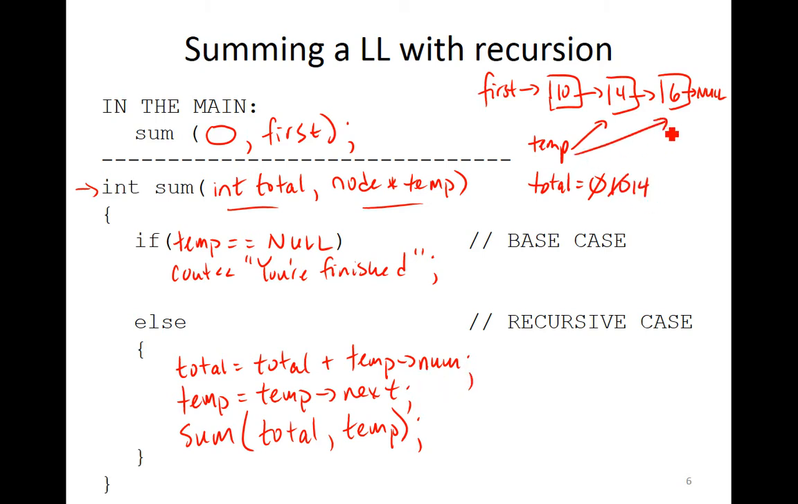Temp gets toggled to the next box. And now I call the function again, and I send it 14 and that third box. Okay, so I come back to the top one more time. The base case is still not true, so I will do an update to 20. And temp gets updated to go to the next one. And so when I call the function again, now total is 20, and temp is pointing to null. So I call the function, in this case, for what's going to be the last time. I call the function. Now for the first time, this case is finally true. Temp is null.